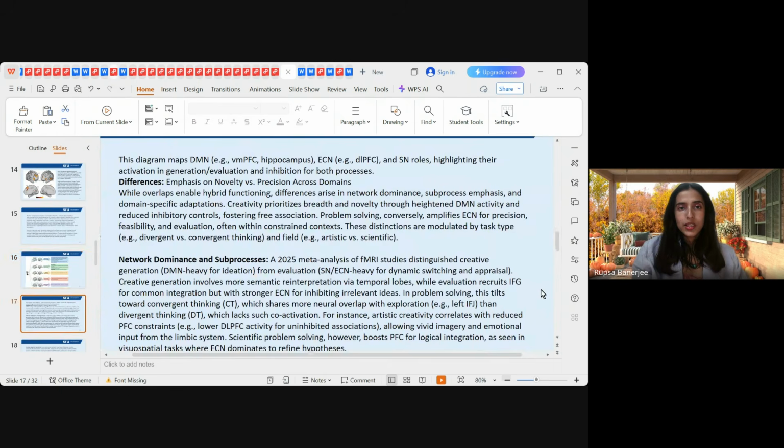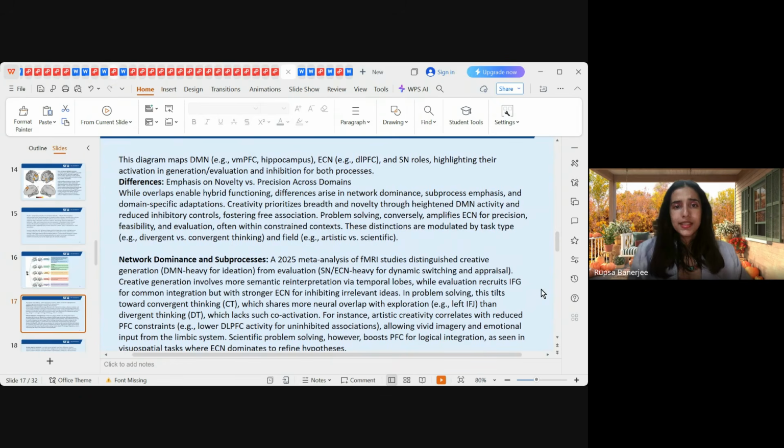Then we are going to look at the differences. Okay, emphasis on novelty versus precision across domains. So while overlaps enable hybrid functioning, differences arise in network dominance, sub-process emphasis, and domain-specific adaptations. Creativity prioritizes breadth and novelty through heightened DMN activity and reduced inhibitory controls, fostering free association. Problem solving, conversely, amplifies executive control network for precision, feasibility, and evaluation, often within constrained contexts. Okay, so very significant to take into account.